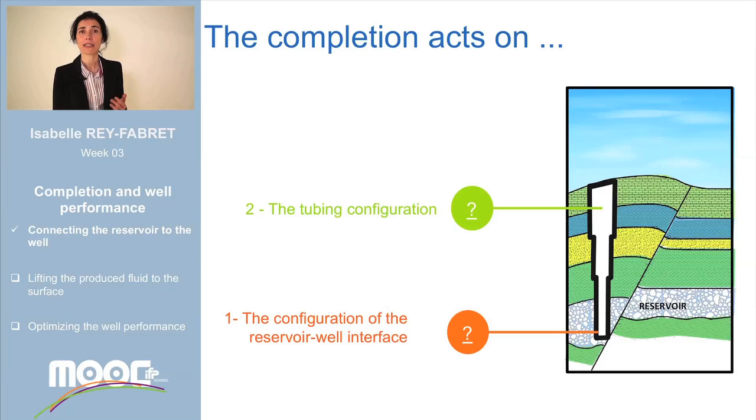The completion program defines the equipment to be installed in the well at the end of the last drilling phase. More particularly, it has to determine the kind of connection to be used between the reservoir and the well at the well-reservoir interface, and also the equipment installed to lift the fluid produced from the bottom of the well up to the surface. These choices depend on the kind of fluid produced, the reservoir characteristics, the desired production, the future maintenance of the well, etc.